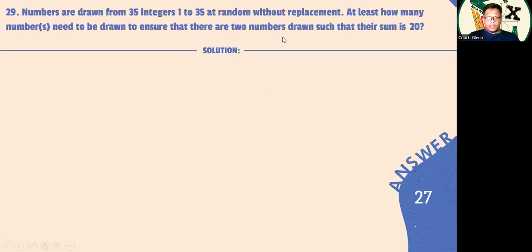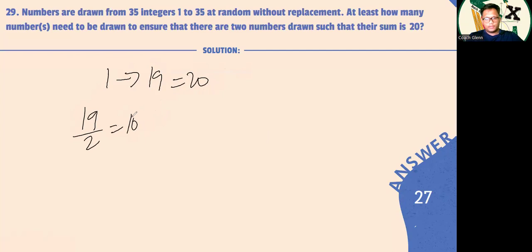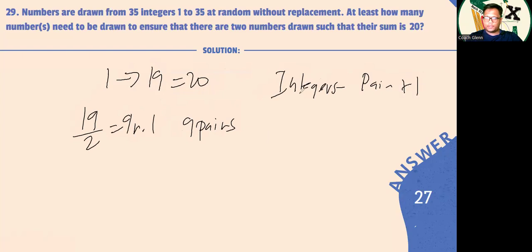So for this one, you get the number of pairs. So 1 is to be paired with 19, okay, to make 20. So get the number of pairs. So all you need to do is 19 divided by 2, because this is 19 numbers. That's equal to 9, remainder 1. So you have 9 pairs. So use the formula integers minus pair plus 1. So your integers is 35. Your pair is 9 plus 1. That's equal to 27.